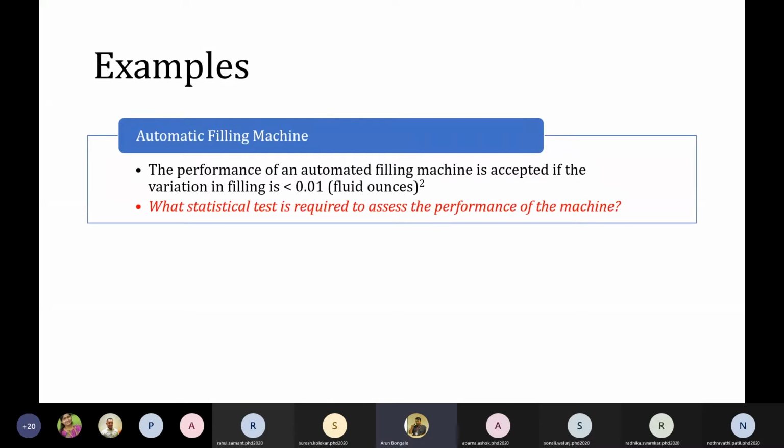And coming to one more set of examples. So we talked about the automatic filling machine. You can assume it to be a bottle filling machine, right? The performance of an automated filling machine is accepted if the variation in the filling is less than 0.01 units. So what is this?